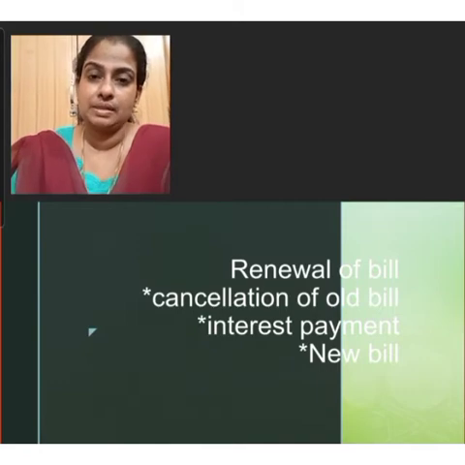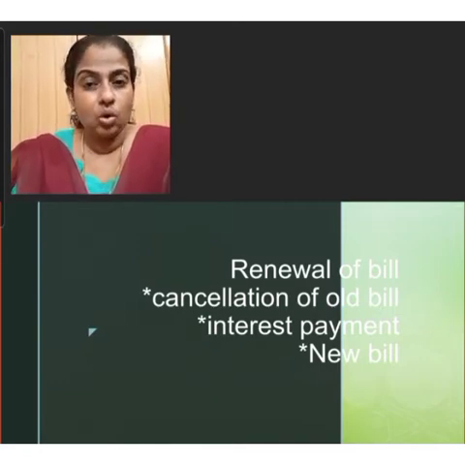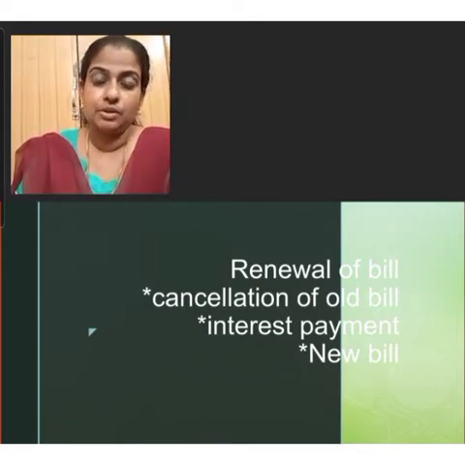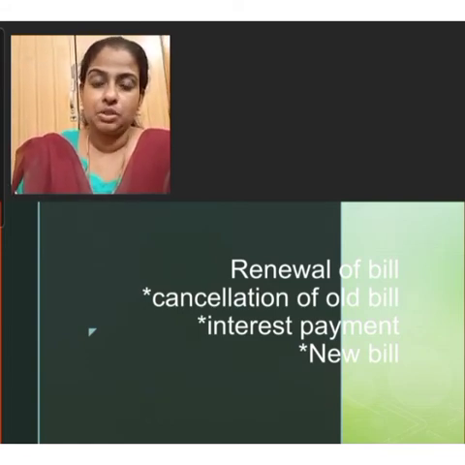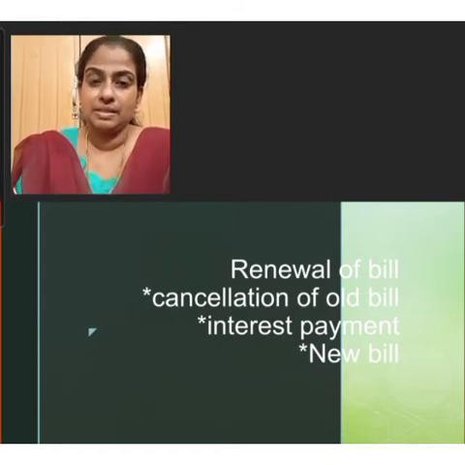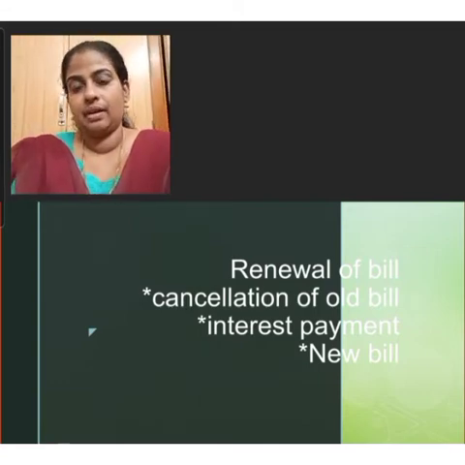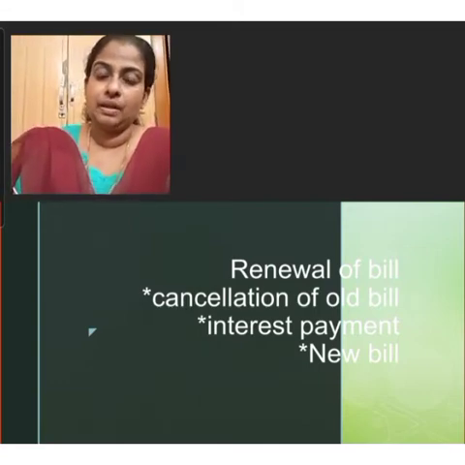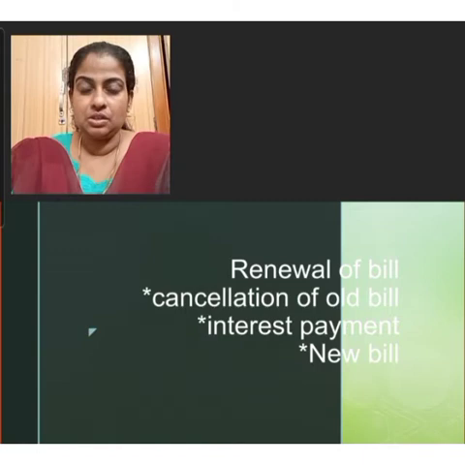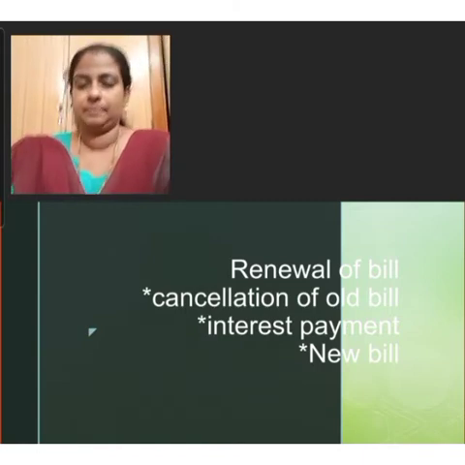So first we want to pass the journal entry for dishonor of the old bill. At the time of issuing the bill, the entry will be drawer's account debtor to bills payable. But at the time of dishonor, the entry will be bills payable account debtor to drawer's account. Then next we want to pass the journal entry for interest. Entry: interest account debtor to drawer's account. The next step, drawing new bill.